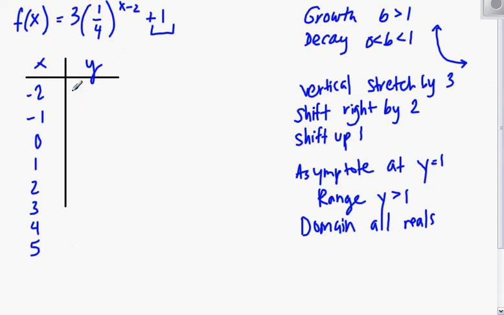So I'm going to plug in 3 times 1/4 to the -2 minus 2, plus 1. And I get 3 times 1/4 to the -4, plus 1. Well, whenever I have a negative with my fraction, I have to flip this guy. So I'm going to get 3 times 4 to the 4th, plus 1. Okay, well, 4 to the 4th is 256.